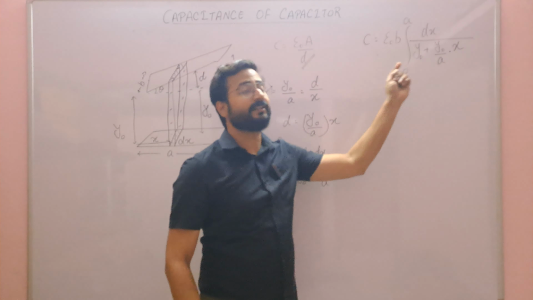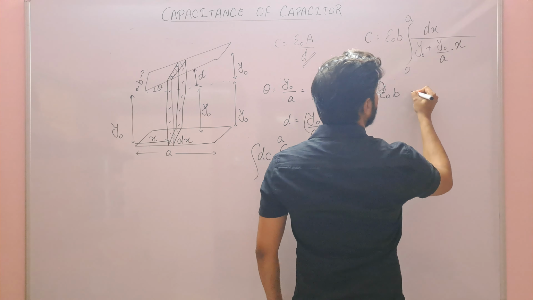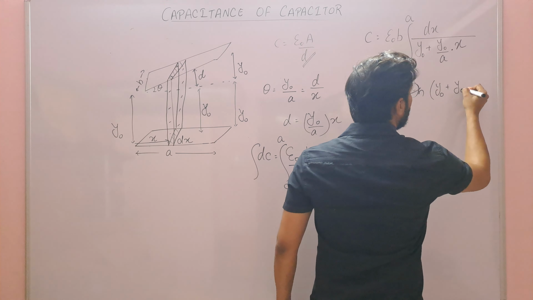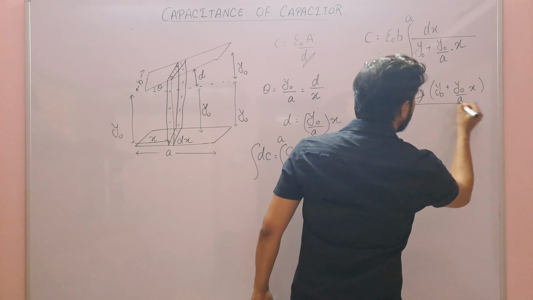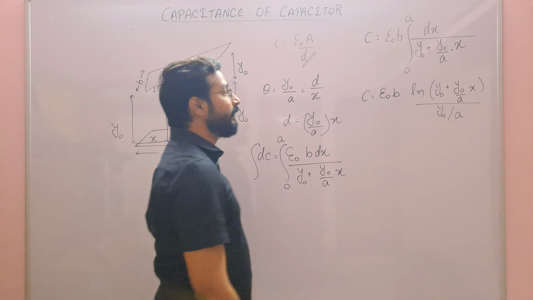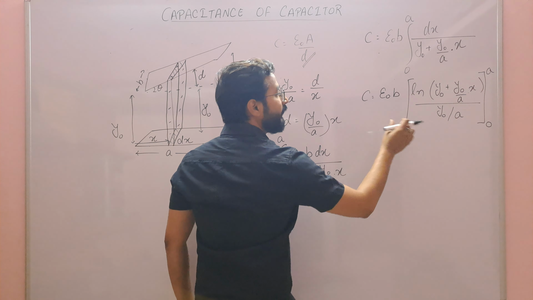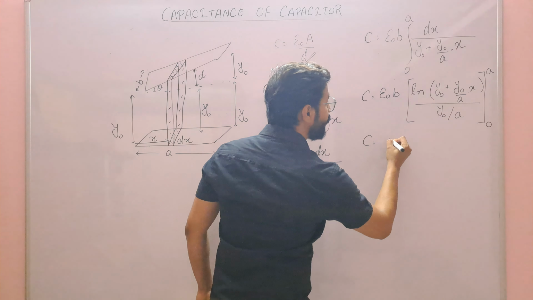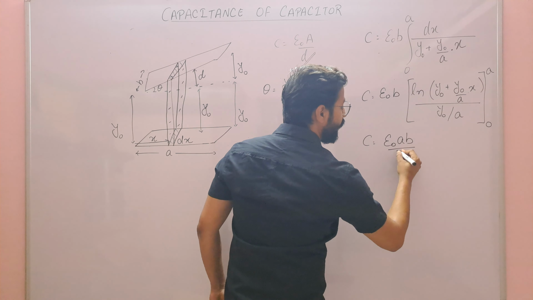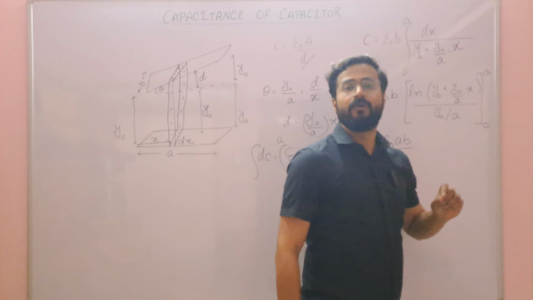So the integration of this expression comes out to be C is equal to epsilon naught B, and this is log of y naught plus y naught upon A into x, and in the denominator we will get y naught upon A. Okay, and the limit of this will be 0 to A. Now we are taking this term out of the bracket. So C is equal to epsilon naught, this A will come in the numerator, B upon y naught. Now first we'll put the upper limit and then we'll put the lower limit.